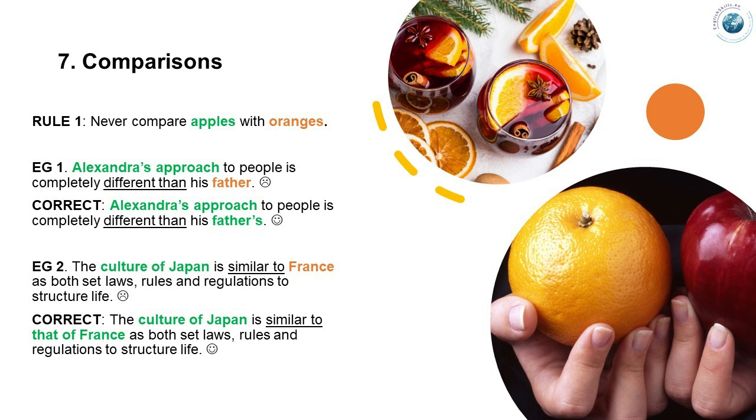We need to change the sentence so that approaches are compared. Alexandra's approach to people is completely different than his father's. Now you can see that a small change can completely alter the meaning of a sentence, especially in comparisons. Here an ellipsis is seen at the end of the correct version. Alexandra's approach to people is completely different than his father's approach to people. Because the possessive, father's, is grammatically parallel with Alexandra's. So the comparison is now logical and grammatically correct.